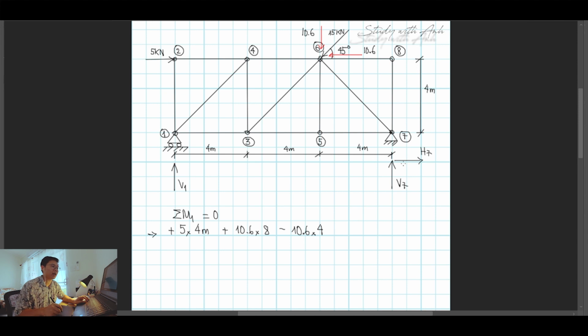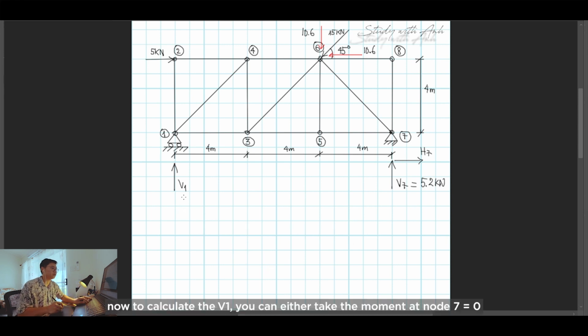Okay, what else do we have? We have V7. The V7 makes the member rotate anti-clockwise, so we have negative V7 multiplied by the lever arm, which is 12, and then it equals 0. So what will be the value? The V7 is equal to 5.2 kilonewton. V7, 5.2 kilonewton, right?